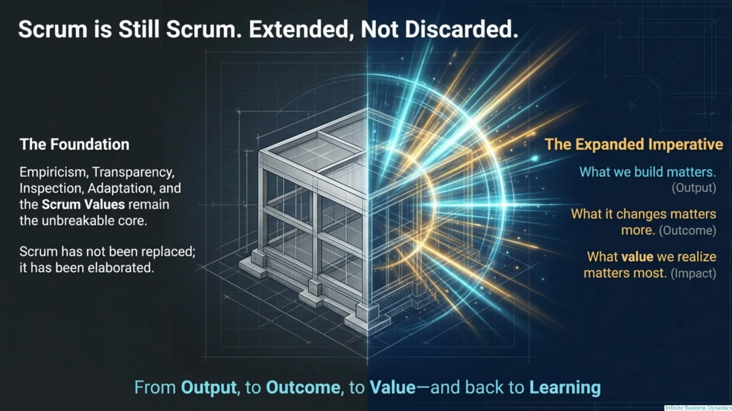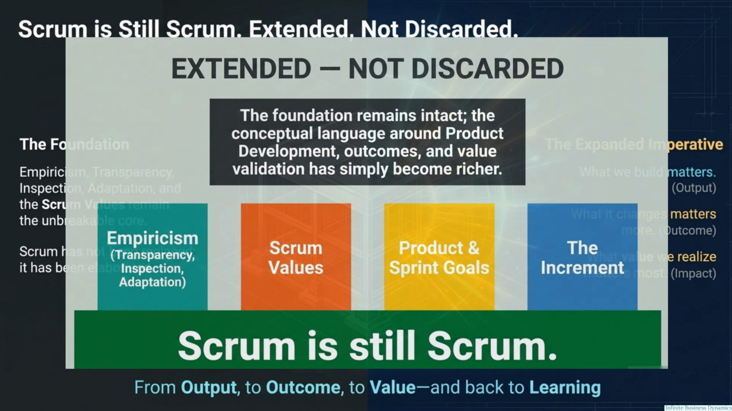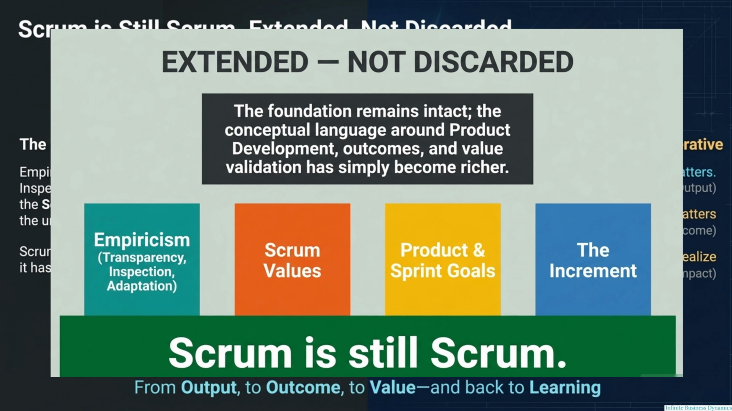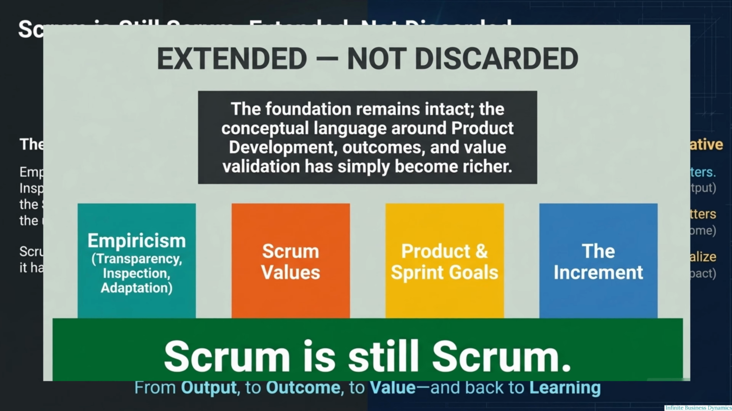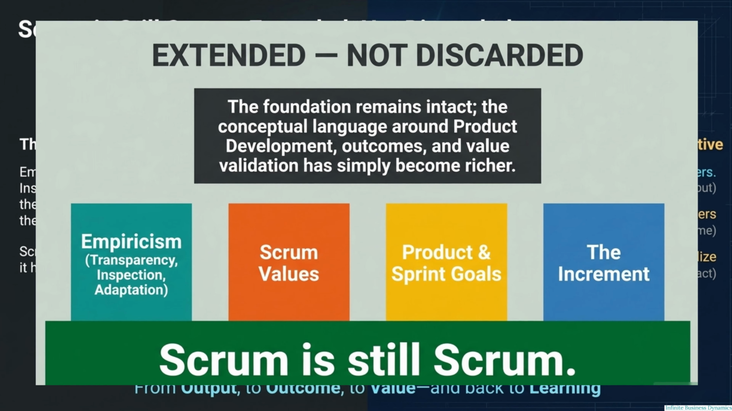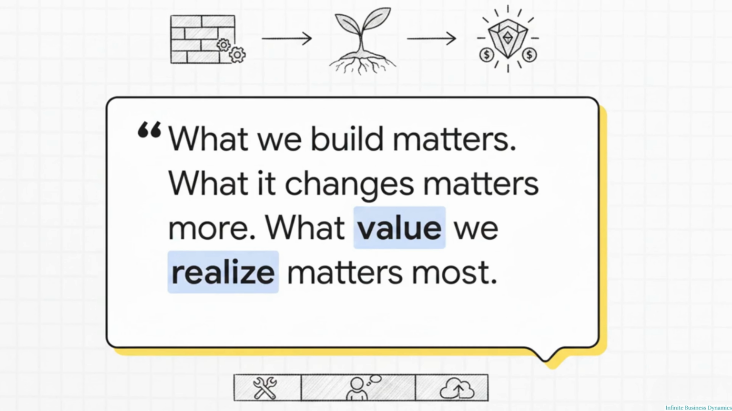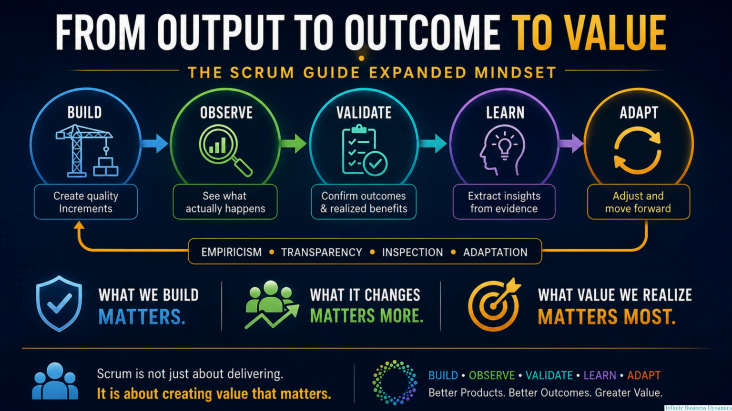Now, for all the veteran practitioners out there watching, don't worry, Scrum is still Scrum. The unbreakable core of empiricism, transparency, inspection, adaptation, and the Scrum values, all of that remains totally intact. Scrum hasn't been replaced, it has simply been elaborated and extended for modern product thinking. We're just expanding our definition of what success looks like. Which brings us to a really powerful final synthesis. So, the journey is simple. Build, observe, validate, learn, adapt. Because what we build matters, but what it changes matters more, and the value we ultimately realize matters most.